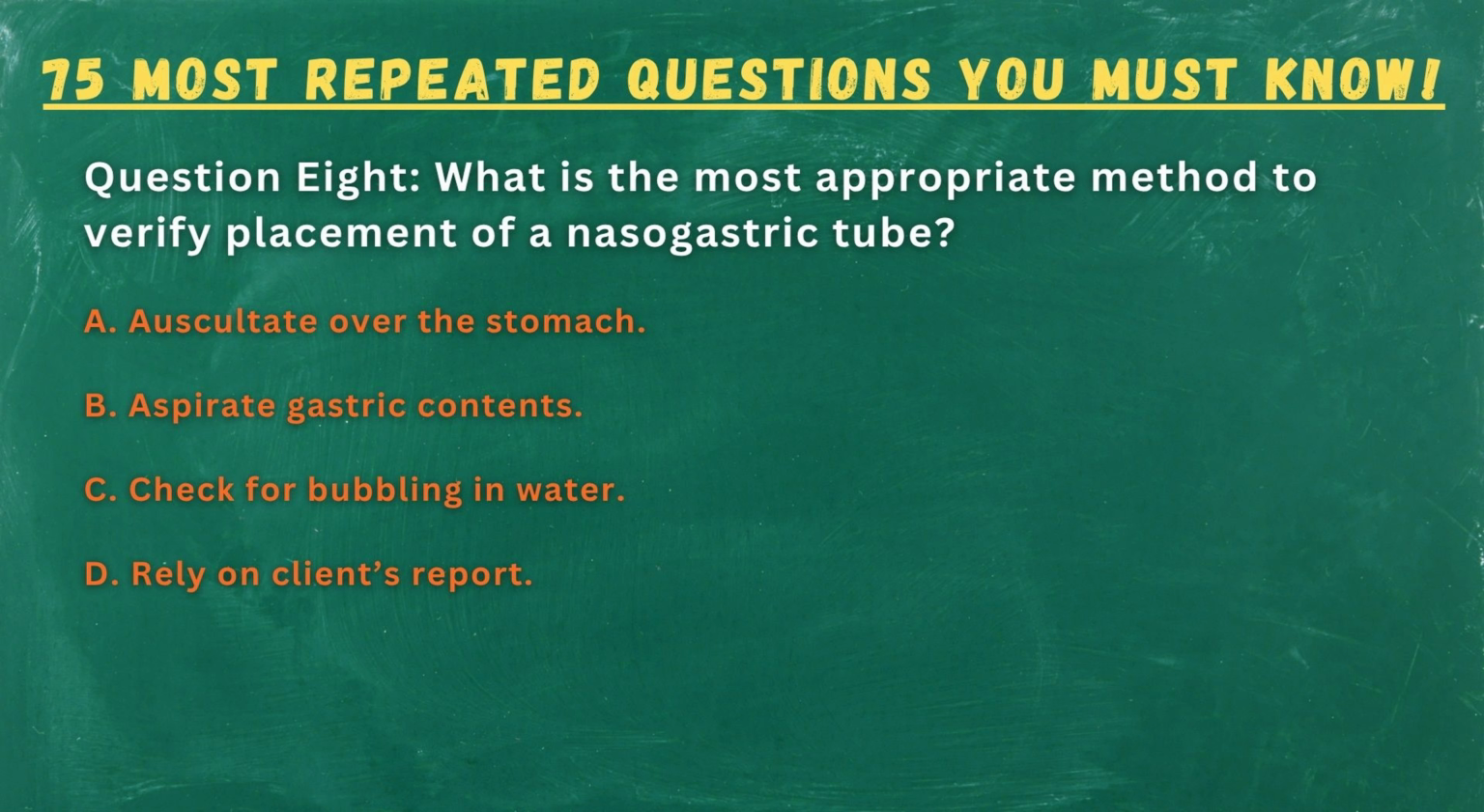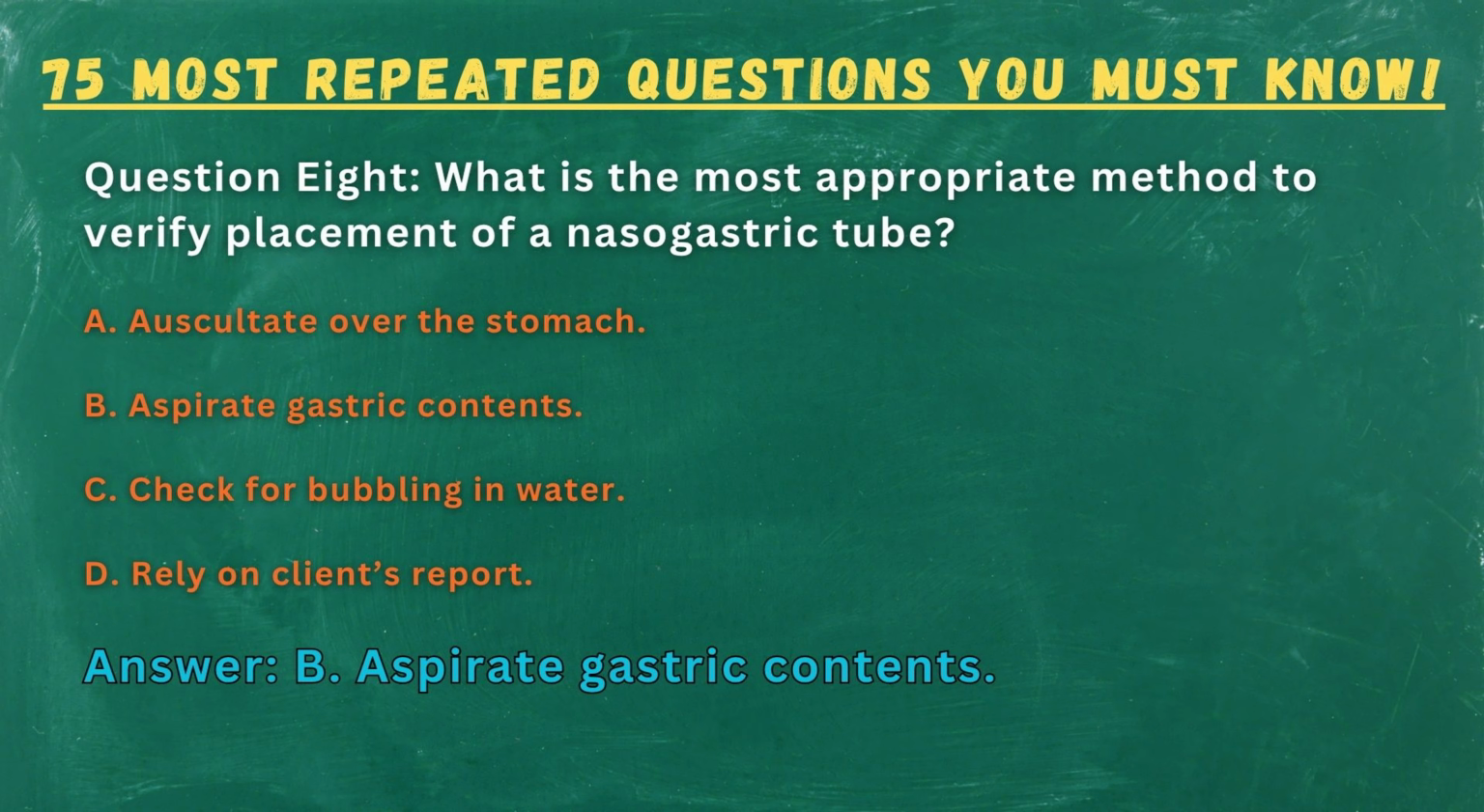Question 8. What is the most appropriate method to verify placement of a nasogastric tube? A. Auscultate over the stomach. B. Aspirate gastric contents. C. Check for bubbling in water. D. Rely on client's report. Answer. B. Aspirate gastric contents.